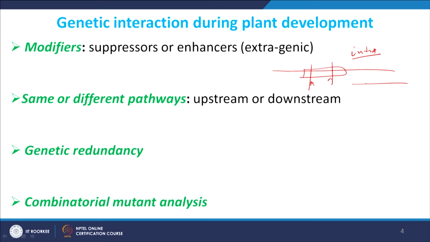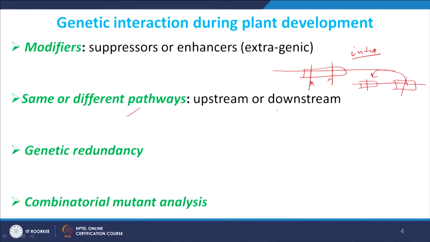Another possibility is that you have a mutant with a phenotype, and the second mutation you identify is in a totally different gene, and this mutation suppresses the phenotype of the first mutant. Then it is called extragenic. So you can identify an extragenic mutation, establish their genetic interaction, their physical interaction, their regulatory interaction, and try to understand the mode of action.